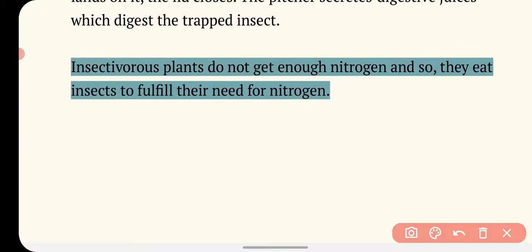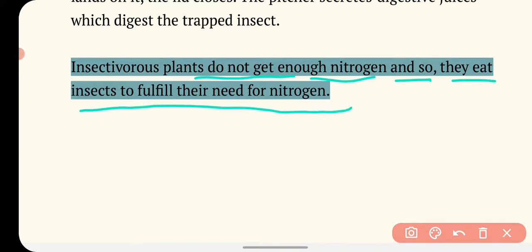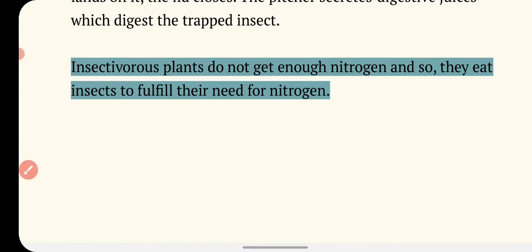Insectivorous plants do not get enough nitrogen, and so they eat insects to fulfill their need for nitrogen. Why do they trap the insects? To get the nitrogen, because in the soil where they grow there is a lack of nitrogen. So to compensate for the lack of nitrogen, they trap the insects and they get the nitrogen from their body.